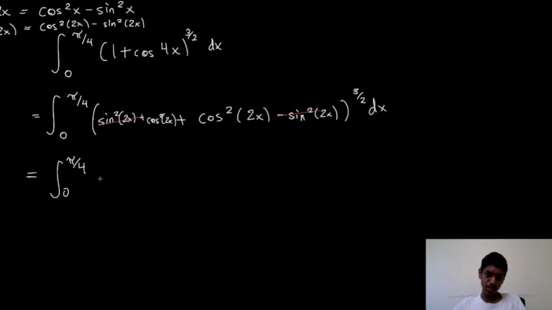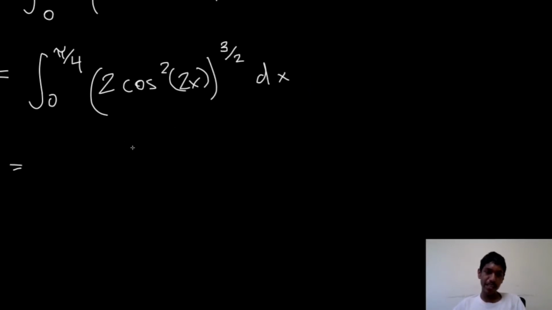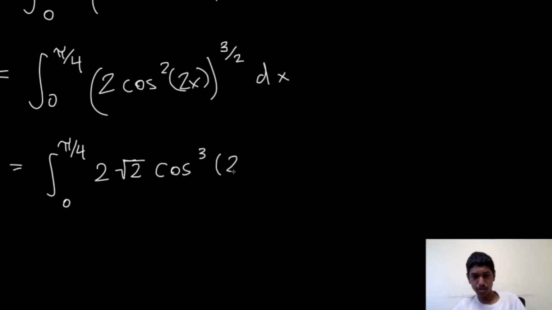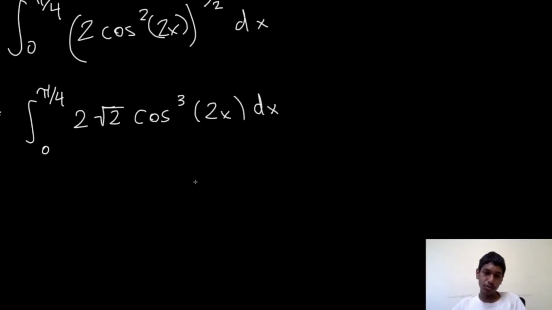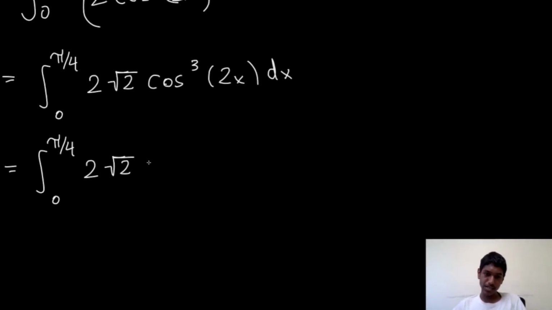Because this is going to be a 2 cosine squared 2x, all of this to the 3 halves, dx. And then things become better, because this becomes a 2 root 2, and then cosine squared to the 3 halves is just going to be cosine cubed 2x dx. And now look, we have an odd power of cosine. So we would continue by using u-sub. So it's going to be cosine squared 2x, and then cosine 2x dx.